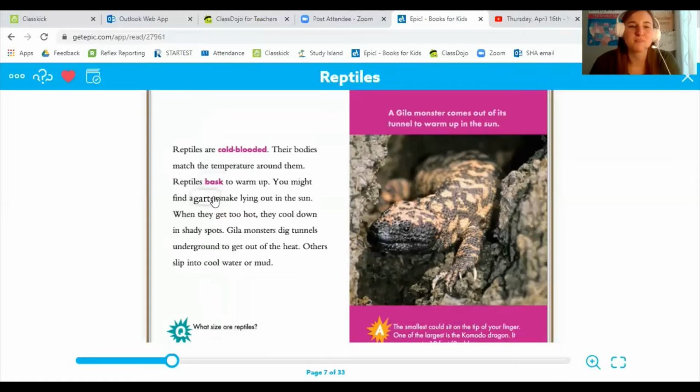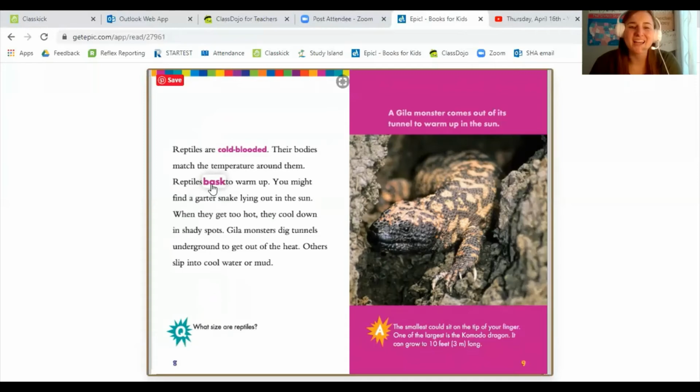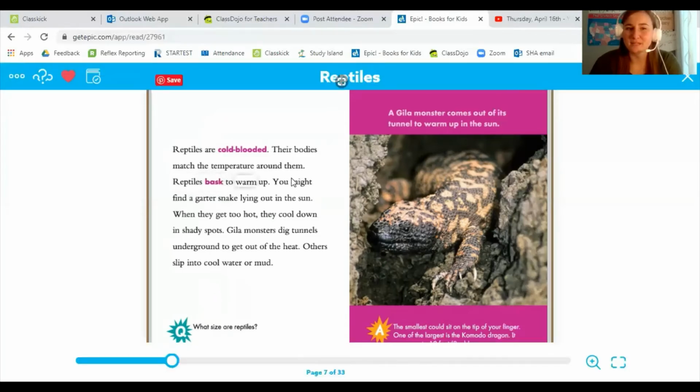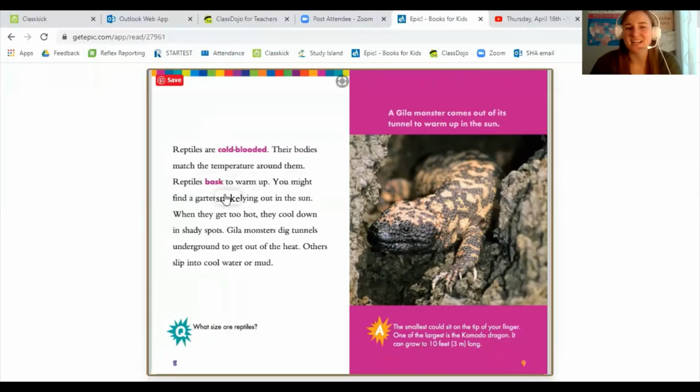Bask. Reptiles bask to warm up. You might find a garter snake lying out in the sun. So if I don't know what the word bask is, I'm going to look at the sentence around it and decide.